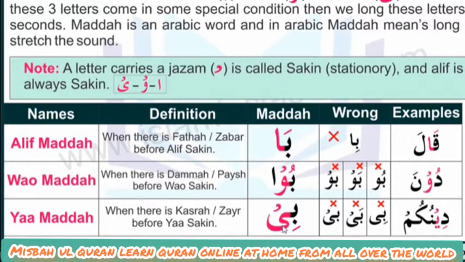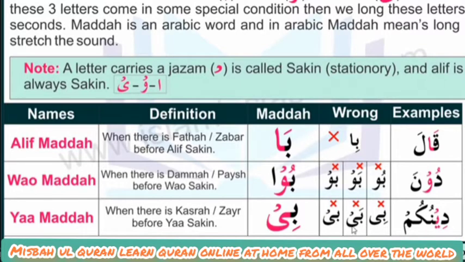So how to say this then? We read letters first in spelling. Ba, ya, kasra, bi. We long 1 second. And if ya comes in these conditions, so these are the wrong places. Like ya here has no sukoon sign, but there is kasra before. So this is not ya madda.